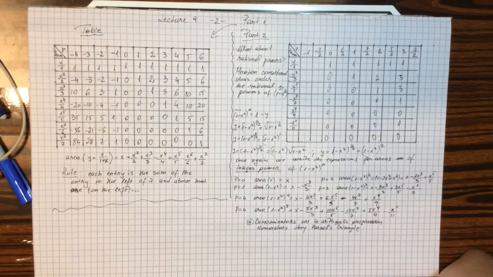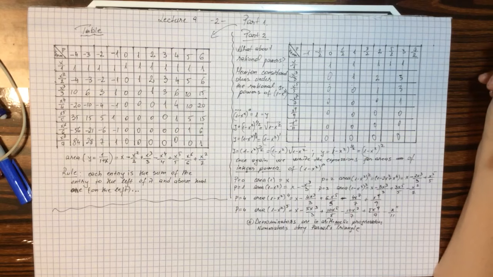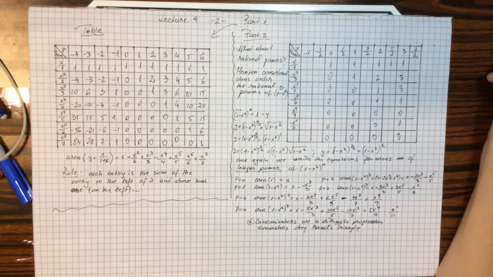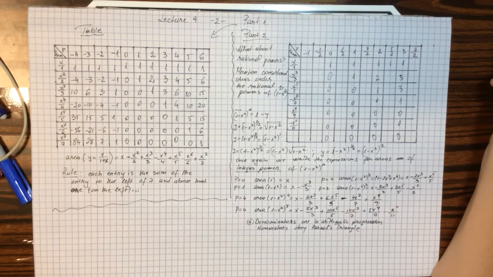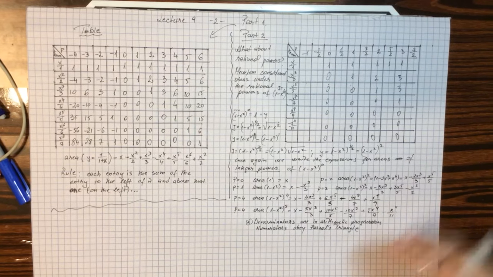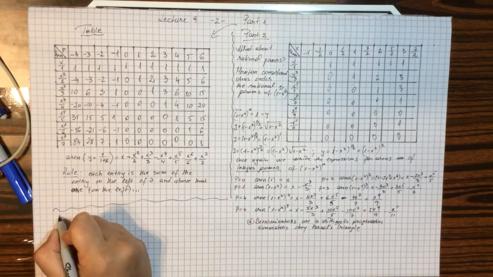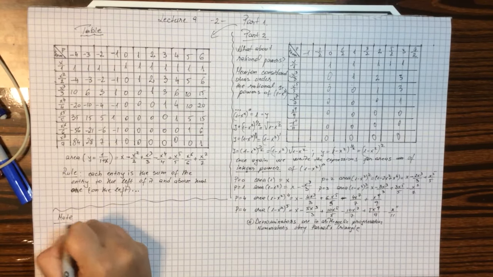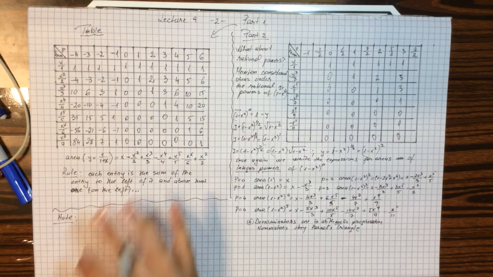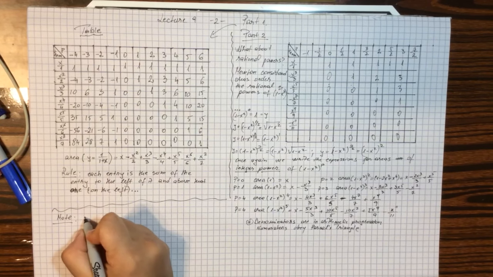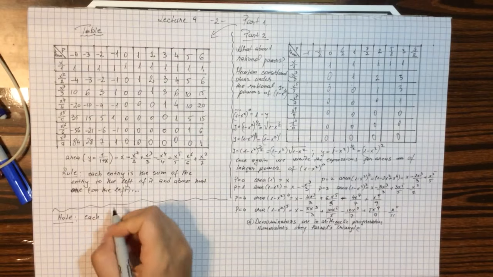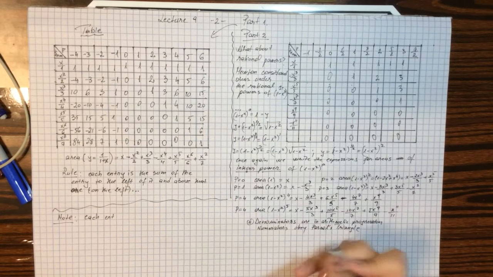Now, let's just look at this for a moment. I have to work at first with the entries that I have. So here, let me just write, note the following. Each entry, so far, each entry, and I'm going to use that to complete the table.